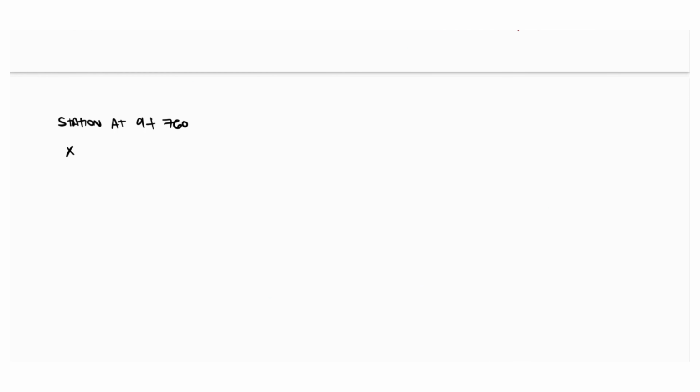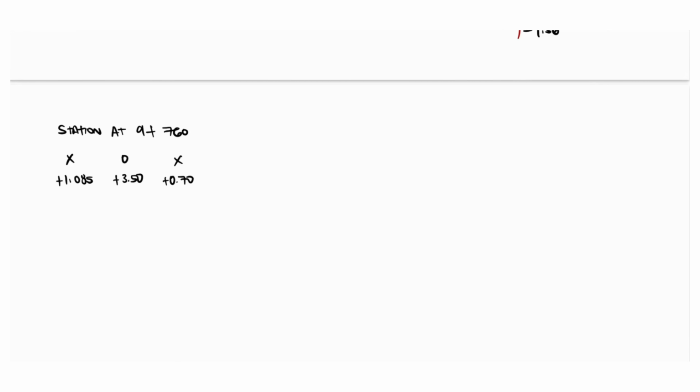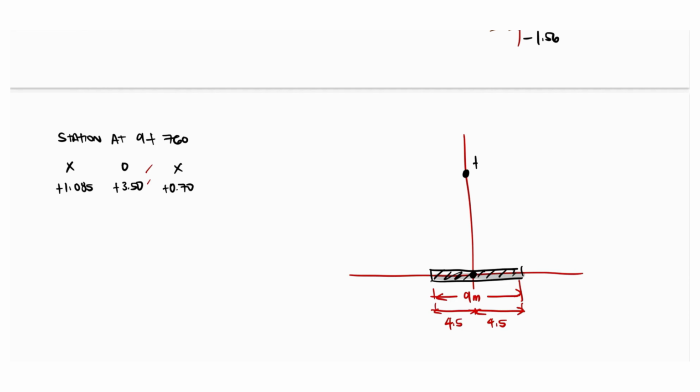For the second requirement, we need to determine the cross-sectional area at station 9 plus 760. Following the same procedure used in the first requirement, we begin by illustrating the section, drawing the grid and placing the road base at the center. Next, we plot the vertical components of the terrain. From the center line, the elevation is plus 3.50. At the right edge of the terrain, the vertical value is plus 0.70, and at the left edge, the vertical value is plus 1.085. Now, connect the plotted vertical points to represent the ground surface of the section.